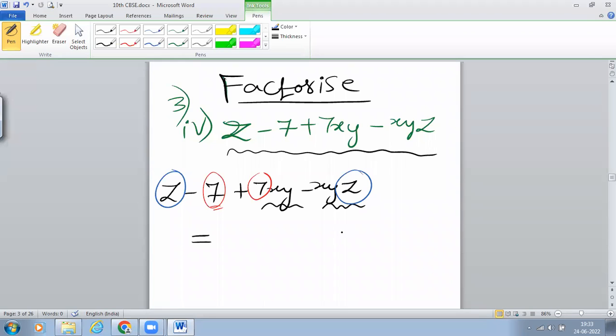We can interchange the terms in an algebraic expression. So the first term is z, so I'll write z as it is. Now this term is having z, right? This term is having z, so I'm going to write it as the second term.